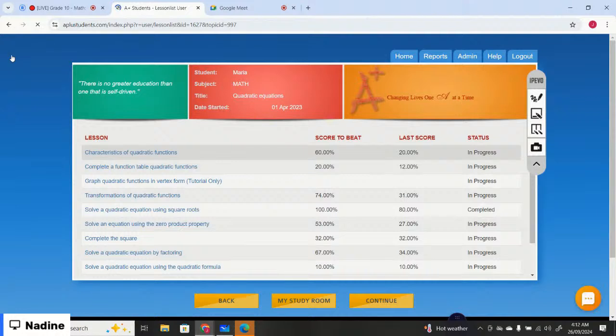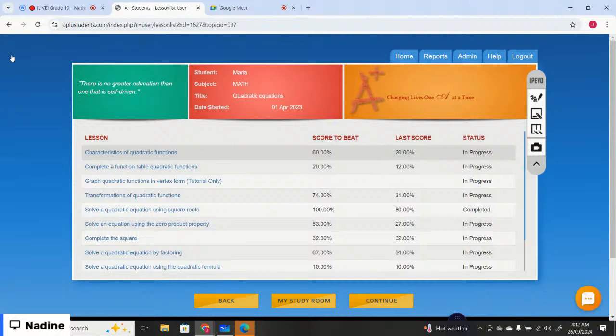And the next lesson is solve an equation using the zero product property. So let's start with the next lesson.